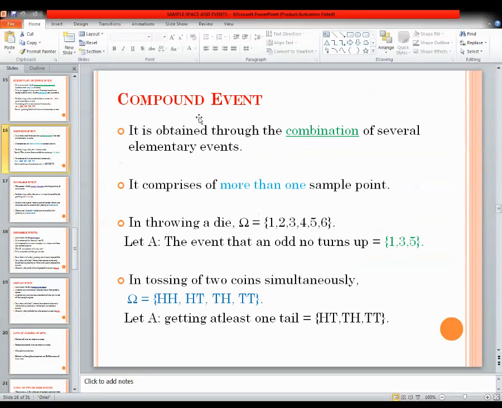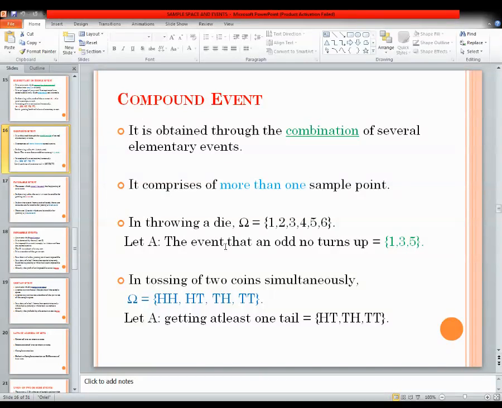Now, what is meant by compound event? The next definition is compound event. It is obtained through the combination of several elementary events. Compound means a combination of elementary events. We can combine these simple events, and that becomes a compound event. So it comprises more than one sample point.